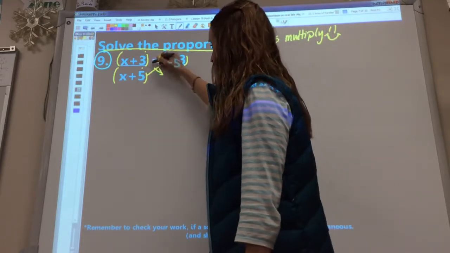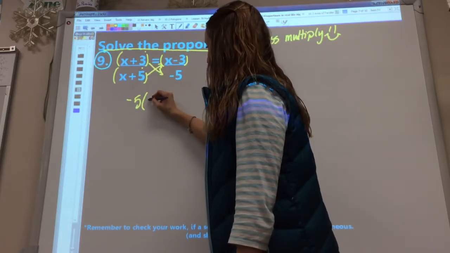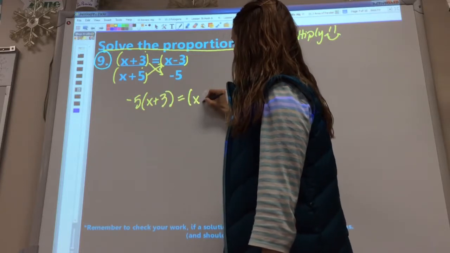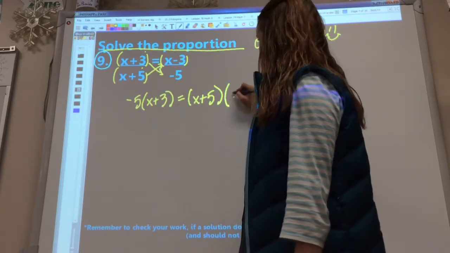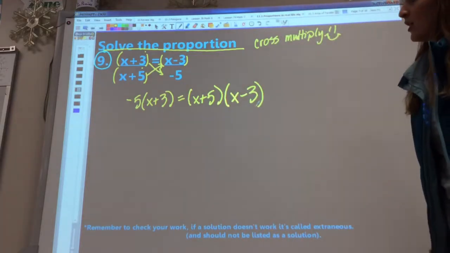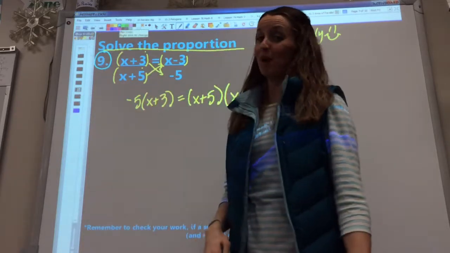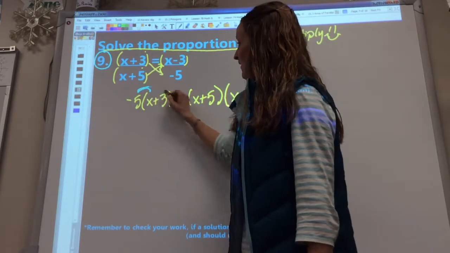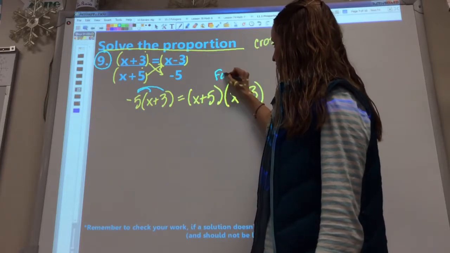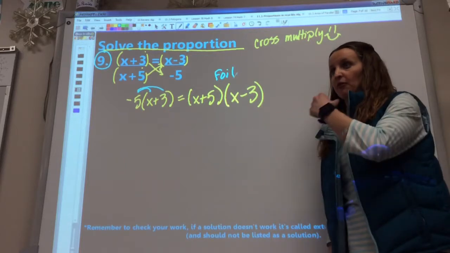And so if we cross multiply, like I've already stated, we would have negative 5 times the quantity of x plus 3. And then we would get the quantity of x plus 5 times the quantity of x minus 3. Now from here, we would want to simplify. And to simplify, that means multiply. And so, once again, it looks like last chapter. Over here, we would have to FOIL. So please pause right now, and I would like you to simplify.